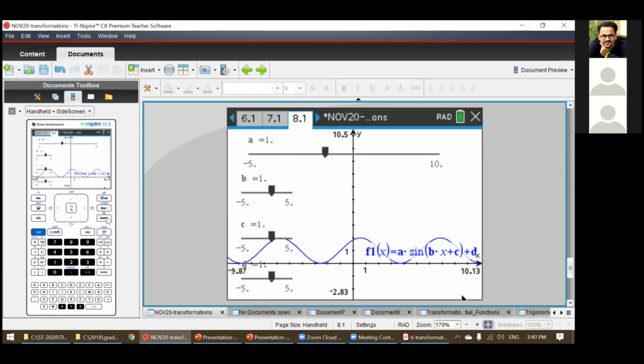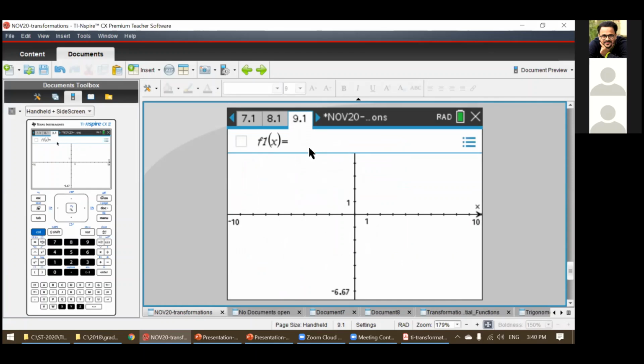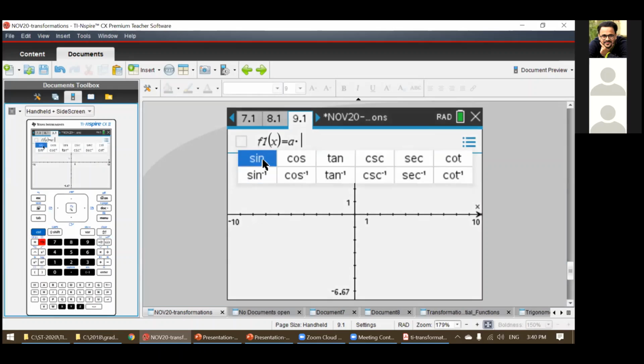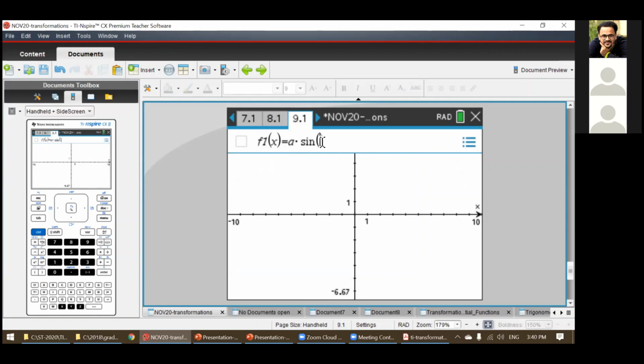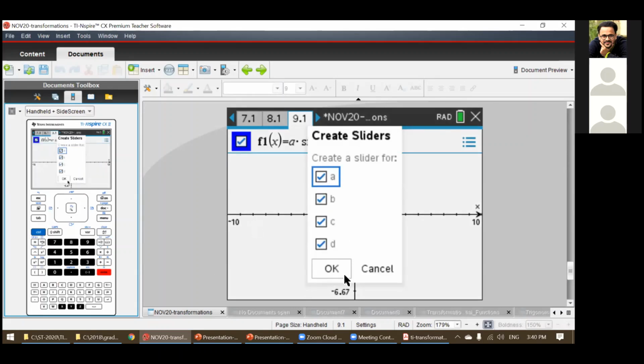All right, so let's do this just to understand it better. Open a new document, add graphs, go to a sine. There's a way in which you put this in as well: a multiplied by sine. Many students put the function in as bx plus c, but I encourage them to write b outside the bracket, so b times x plus c, plus d. It has asked you to create sliders for all, so you know that you have generated the function correctly.